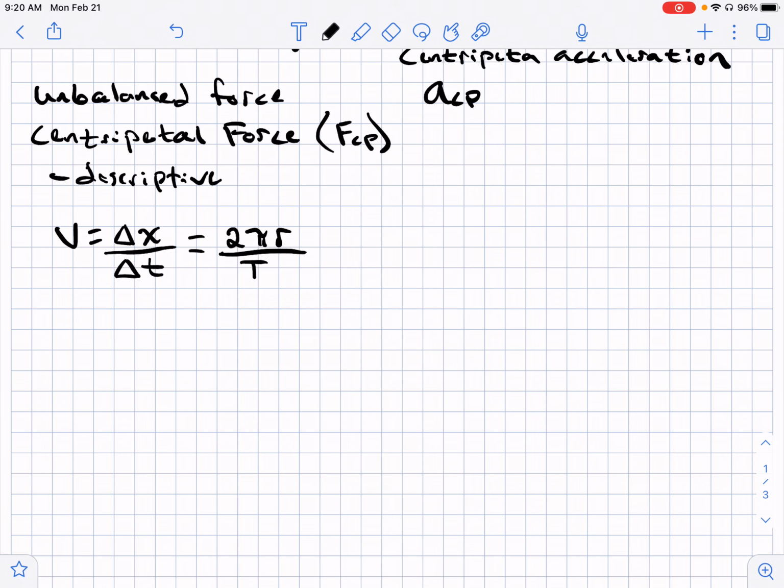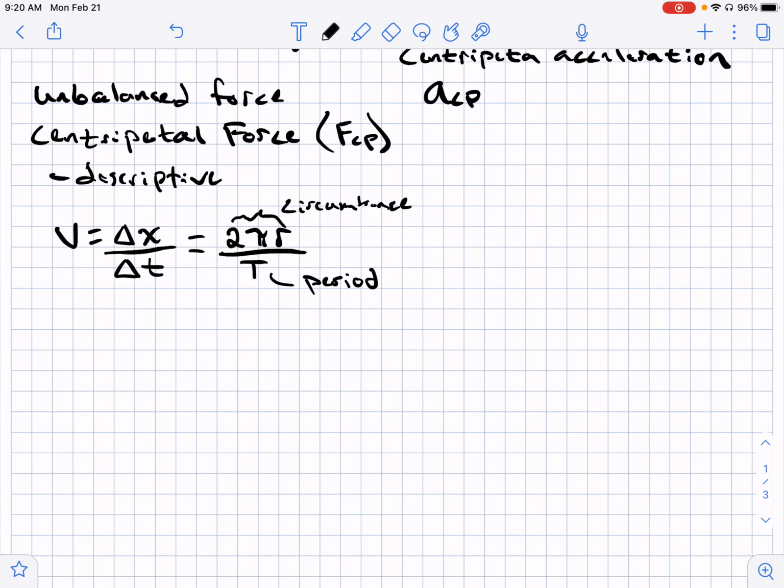And so this capital T is also known as the period. It's the time for one full revolution around this. So the velocity is just equal to 2 pi r, the circumference of your circle, divided by the period, or the time for one revolution around it.